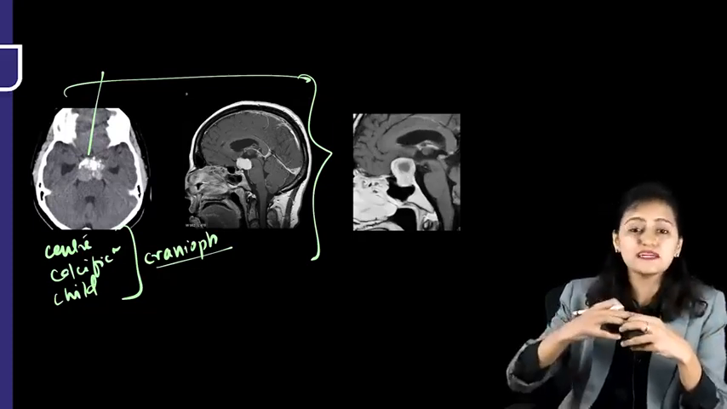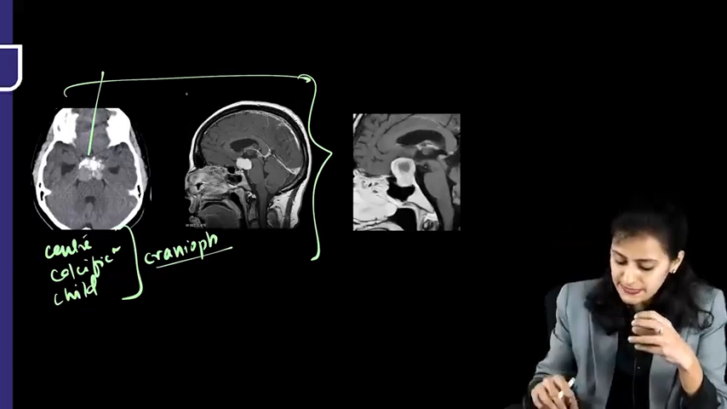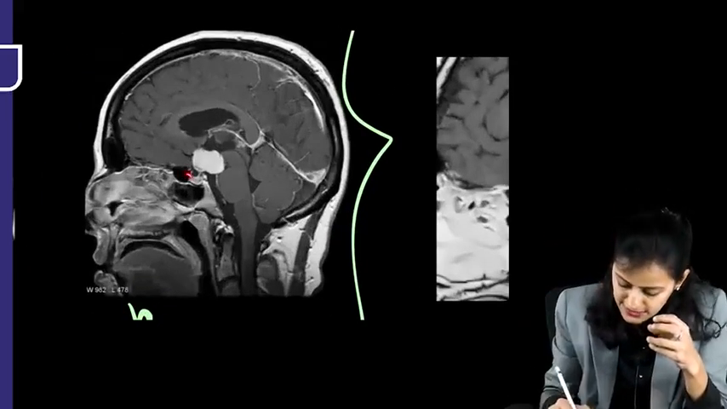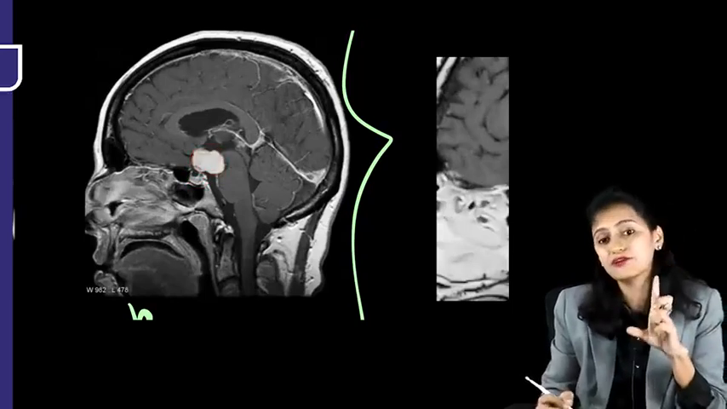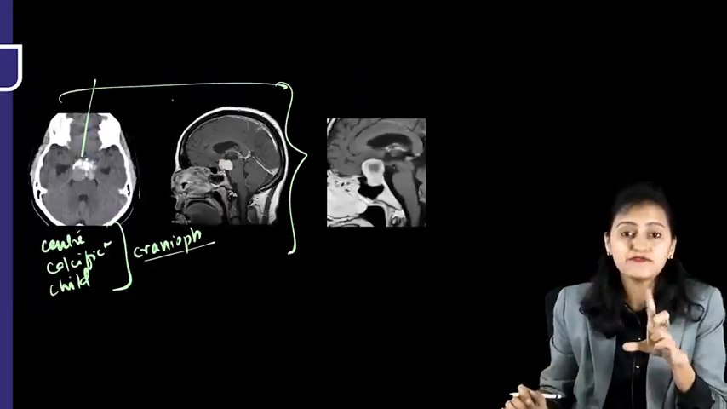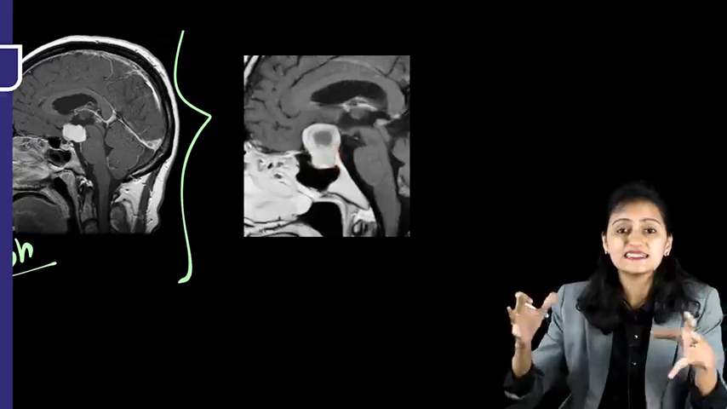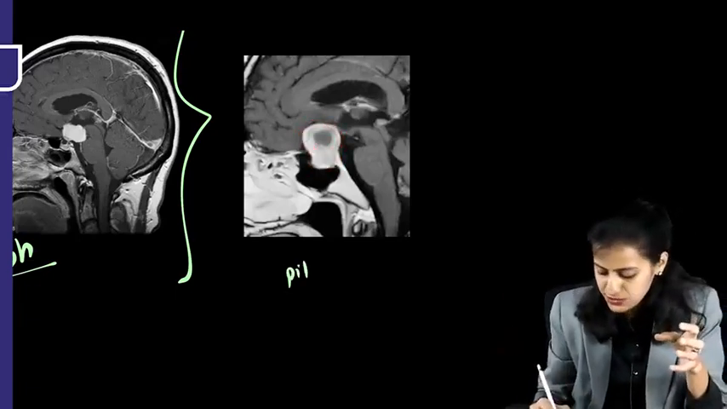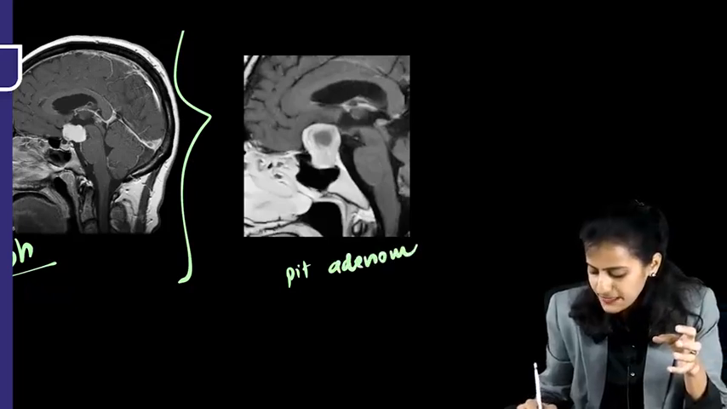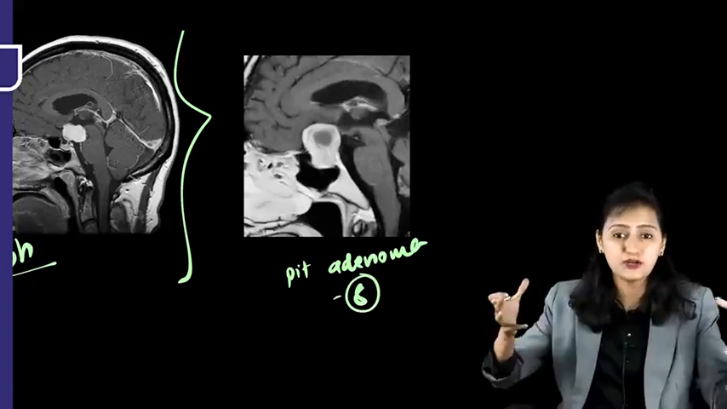So craniopharyngioma is a suprasellar lesion from the Rathke's cleft pouch remnants. So what do we see here? Look at the MRI. This is the pituitary. Superior to that is this lesion, suprasellar craniopharyngioma. On the other hand, where you see that the sella is widened, there is this figure of 8 sign, then it is pituitary adenoma. So when you have sella widening with figure of 8 sign, it's pituitary adenoma.